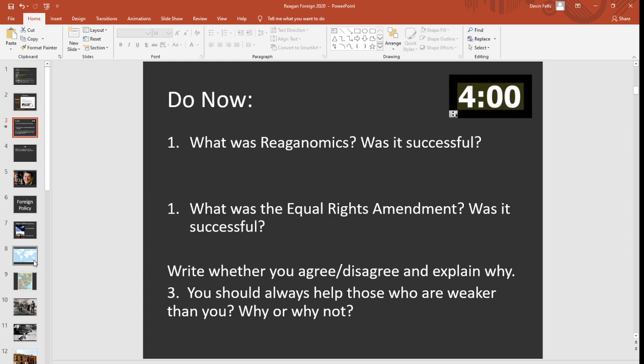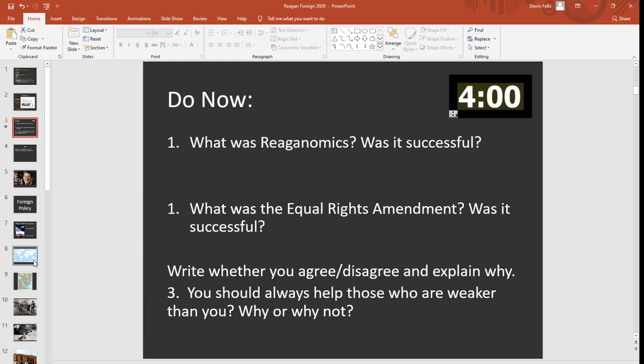Remember, we talked about Reaganomics. Reaganomics is basically an economic policy that was put in place by President Reagan. It's tax cuts, and what it ends up doing is it ends up helping a specific group of people.